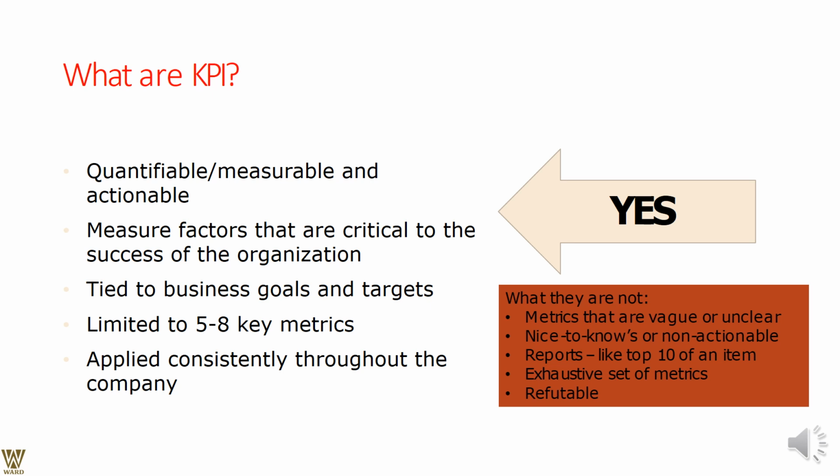What are they? Number one, please understand they are quantifiable, they can be understood, they can be felt, they can be replicated, they can be enhanced, they can be improved. These are quantifiable, measurable terms, and are also actionable, as I said. They measure the factors that are critical to the success of the organization in terms of market presence, in terms of market revenue, in terms of profitability, in terms of liquidity ratio, and so on and so forth, tied to business goals and targets. Always limited to 5 to 8 key metrics.